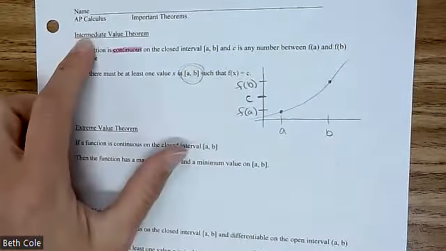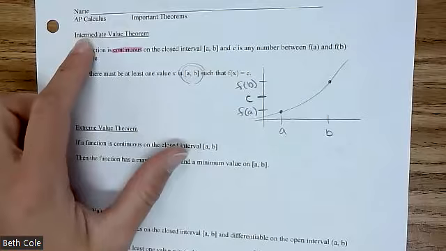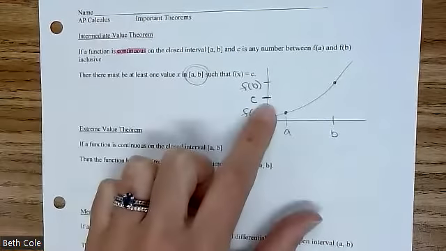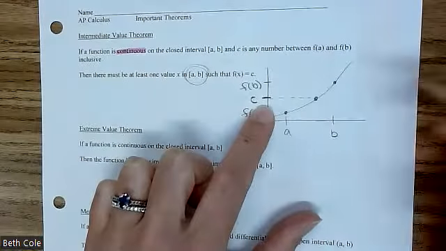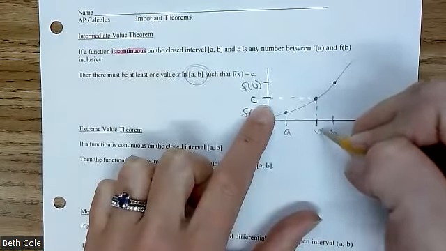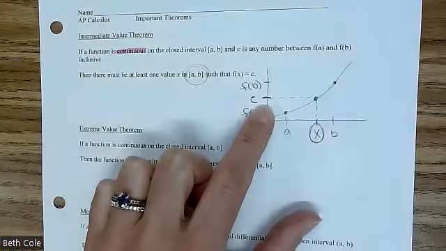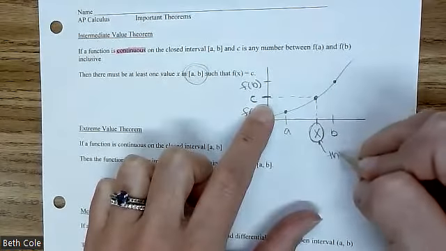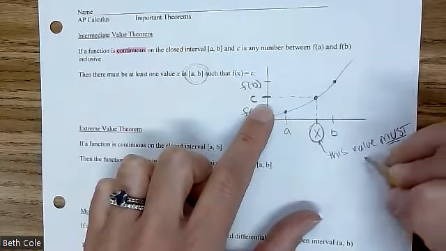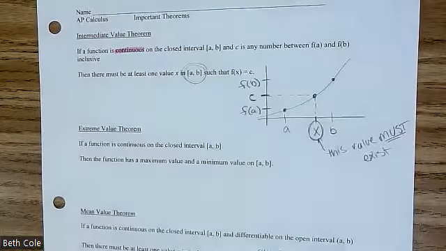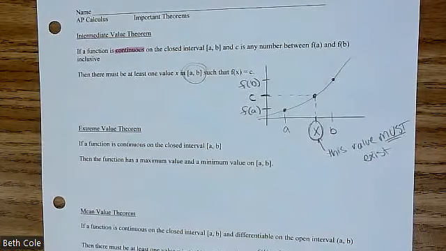word intermediate mean? If you have beginner, intermediate, advanced, intermediate means in the middle, in between. So if you have this value in between, what the theorem is saying is, since the function's continuous, this x value has to exist. This value must exist. That's what it's saying. That has to be on there somewhere. Basically, if there's an output, there was an input that gave it to you.